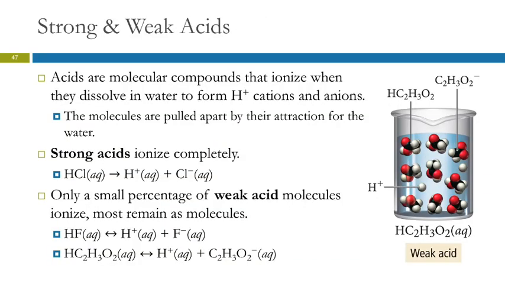So we learned a bit about acids. Acids are molecular compounds, but they ionize when they dissolve in water to form hydrogen ions. Right? That was our definition of an acid. Dissolves in water to form hydrogen ions. So the hydrogen ion is a cation, and the rest of the acid molecule becomes the anion.